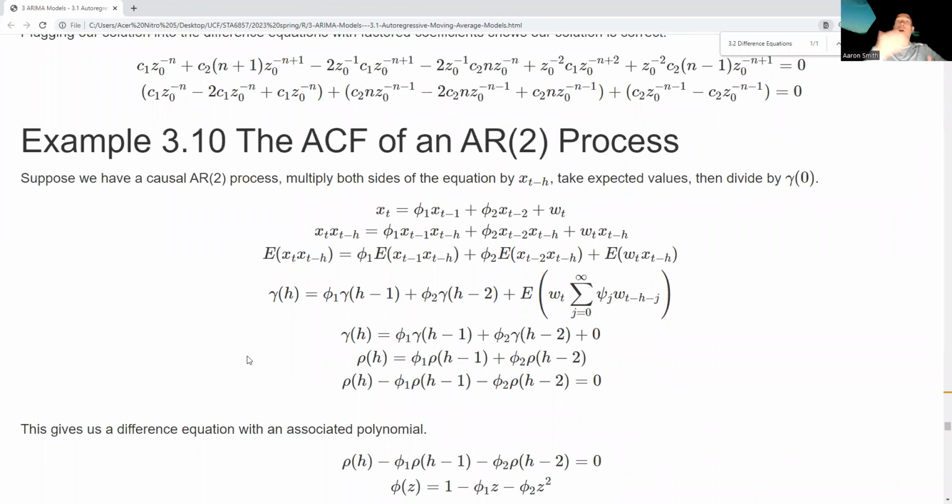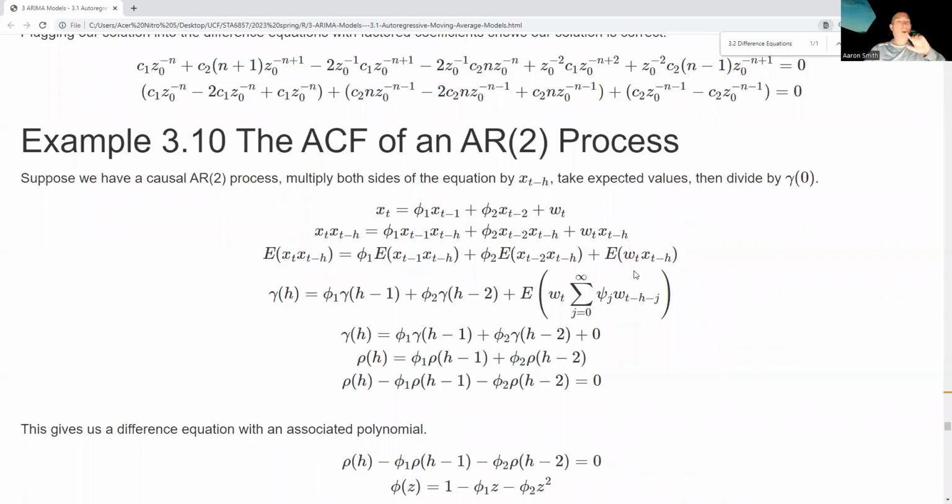All right, so here's an example of an AR2 process autocorrelation function. Let's say that I have this equation. This is a degree 2 autoregressive process. Now I'm interested in the autocorrelation function, so I'm going to multiply everything by x sub t minus h. Now, what am I going to do? Well, I'm going to take the expected value because that'll give me the autocovariance. And so now I've got an equation for the autocovariance. I'm not quite done yet.